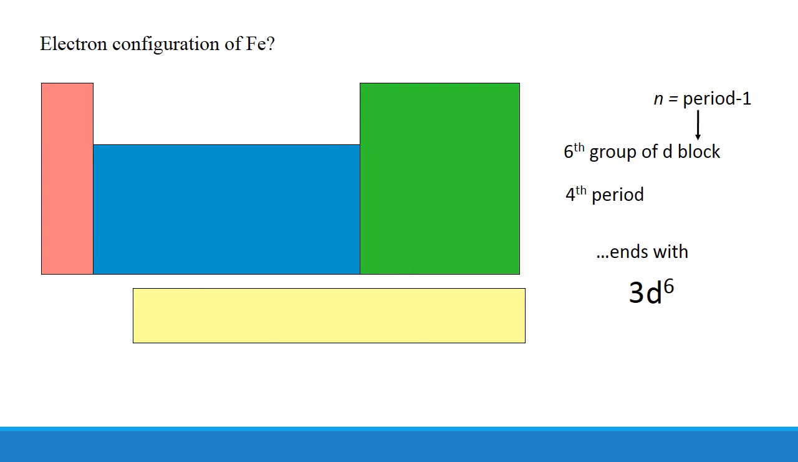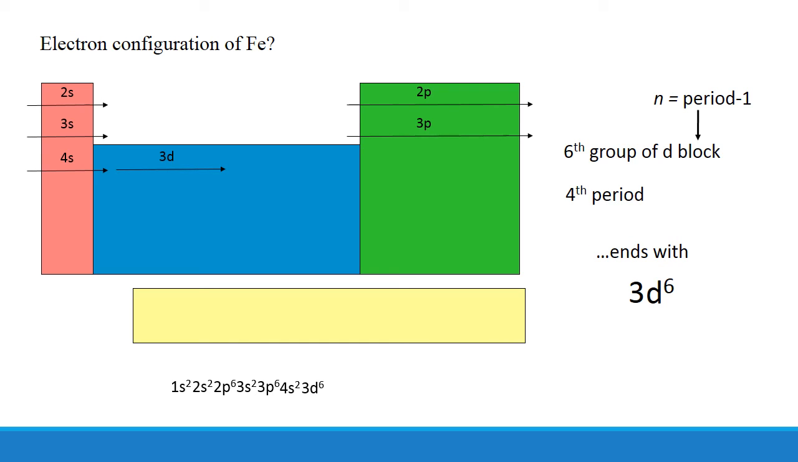Our first 2 electrons will go in 1s, and from there we can use the periodic table to guide us through the rest of the configuration. Starting with period 2, we'll go through 2s and 2p, and remember there are 2 groups in the S block to remind us that it should be s2, 6 groups in the P block to remind us it should be p6. Going through period 3, it'll be 3s2, 3p6. Going through the 4th period, 4s2, and that leads us through to the D block, where we've already said the configuration should end with 3d6.